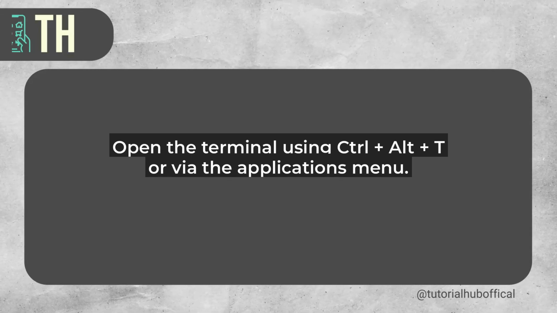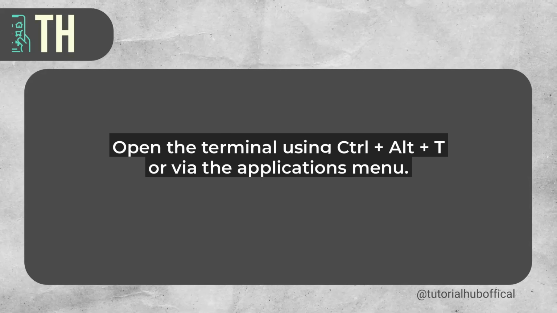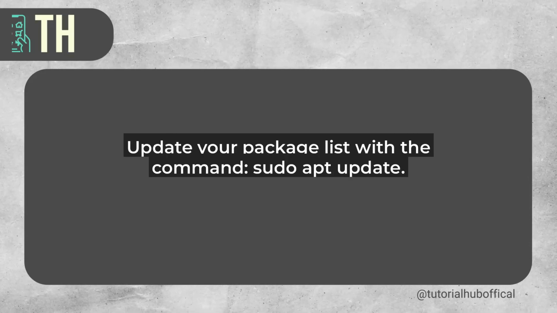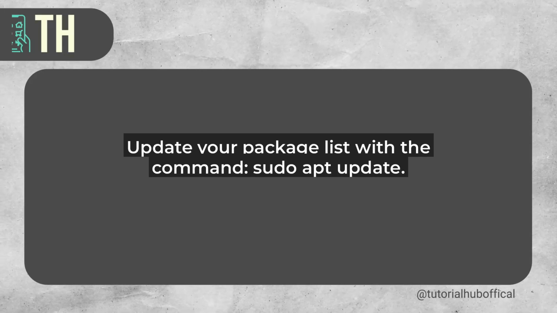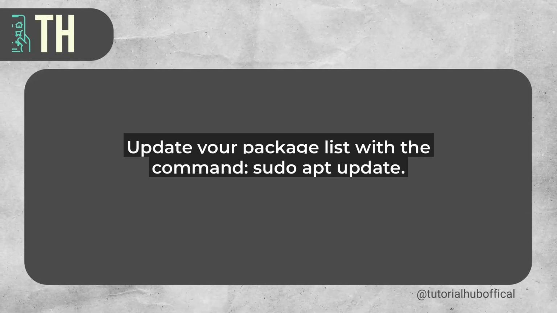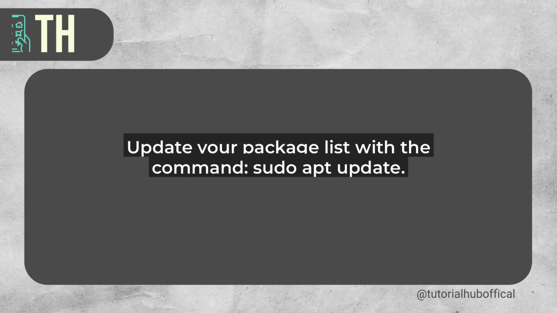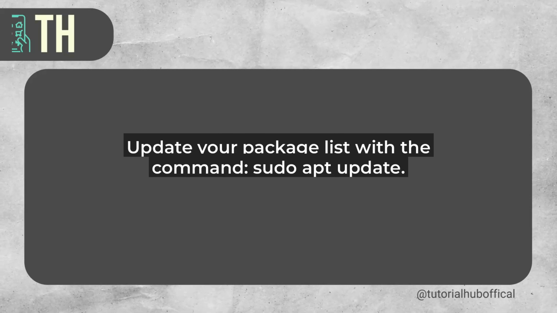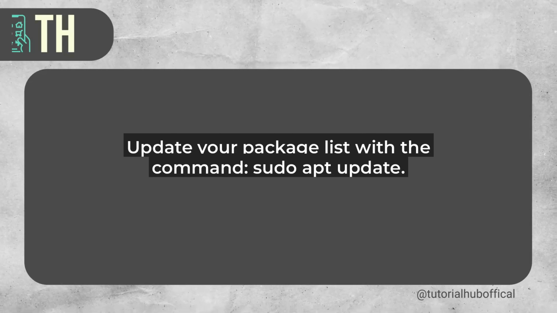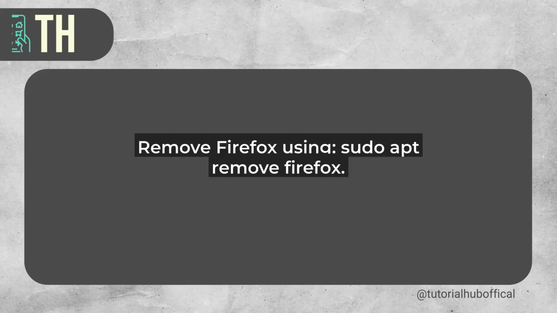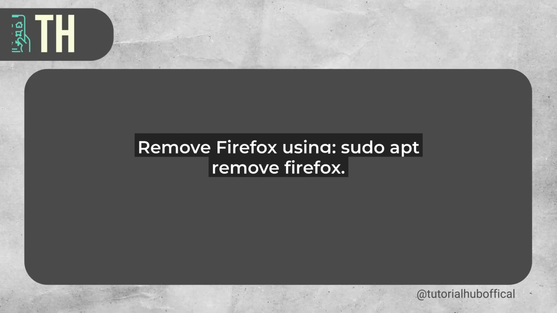First things first, let's open up the terminal. You can do this by searching for Terminal in your Applications menu or using the keyboard shortcut Ctrl+Alt+T. Once you're in, we'll start by updating your package list to ensure everything is current. Type in the command sudo apt update and hit enter. You'll need to enter your password for sudo privileges. That's just Ubuntu's way of keeping things secure.